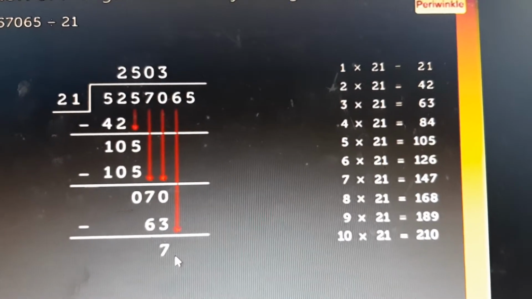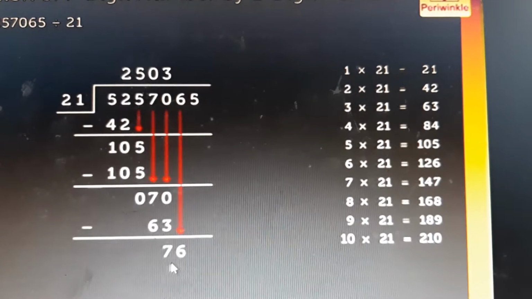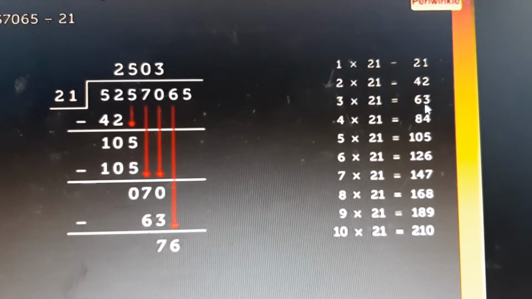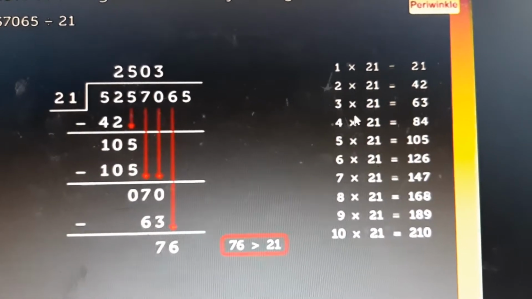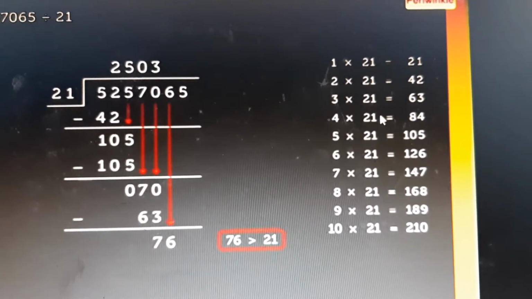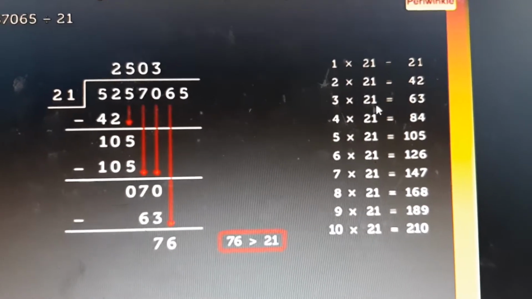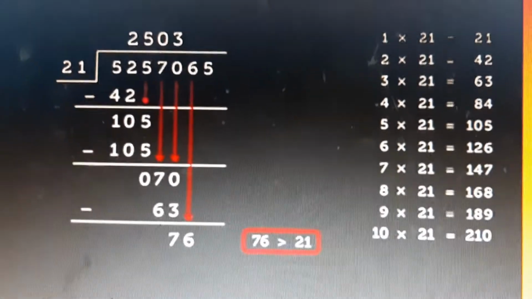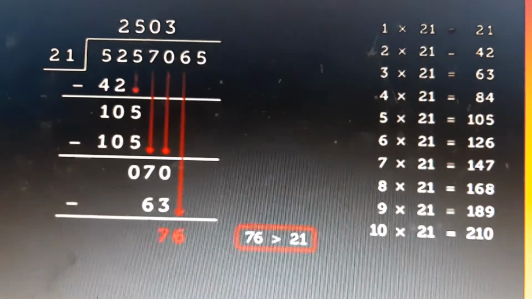So this becomes 76. Select what will fit here. 84 is greater, so 63 will be fine. So we will select 21 into 3 again, isn't it? So we will select 21 into 3. Let us see here, 21 into 3.